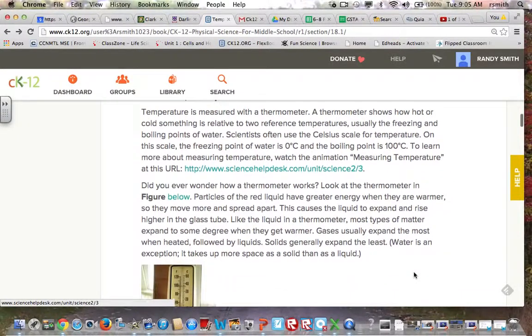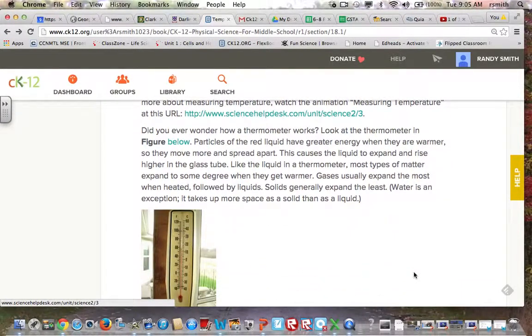Did you ever wonder how a thermometer works? Look at the thermometer in the figure below. Particles of the red liquid have greater energy when they are warmer, so they move more and spread apart. This causes the liquid to expand and rise higher in the glass tube. Like the liquid in a thermometer, most types of matter expand to some degree when they get warmer. Gases usually expand the most when they're heated, followed by liquids. Solids generally expand the least, but they will expand if they are hot. Water is an exception, which takes up more space when it's solid than it is as a liquid, and that occurs when water turns to ice, which is cold.